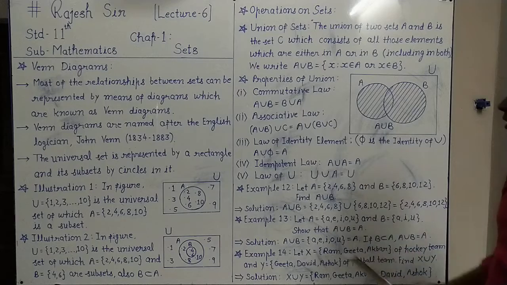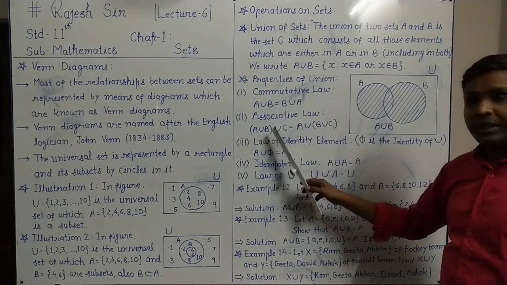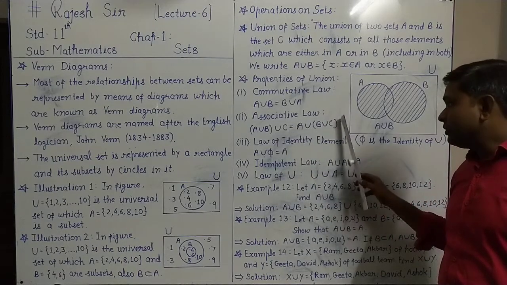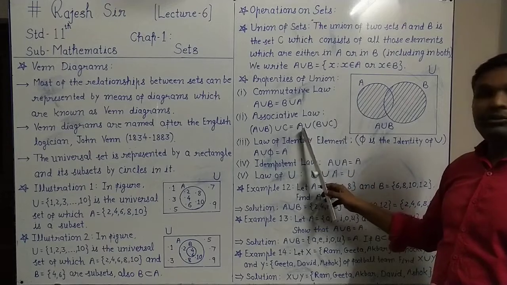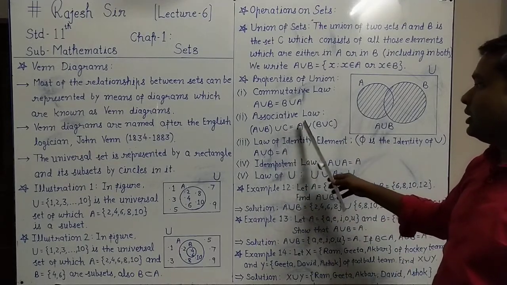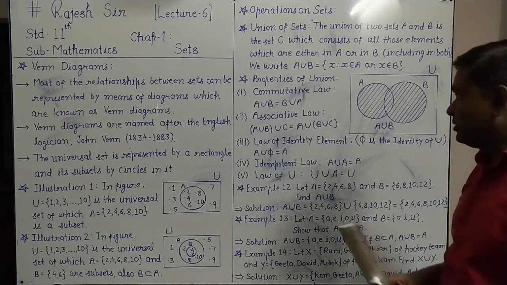It will be equal. Associative law: in that, A union B, first you do, and then union C, if you find, it will always be equal to B union C, if you first find, and then union of A. So A union B, union C equals A union B union C. Associative law follows for the union.